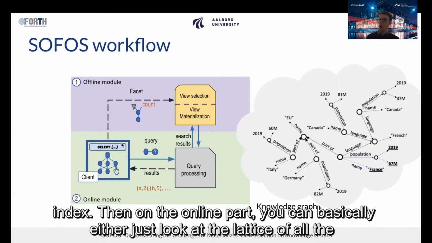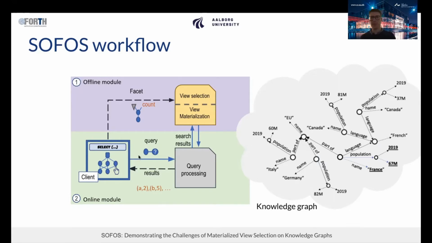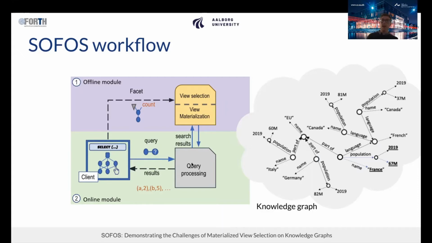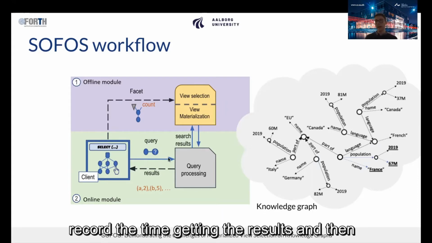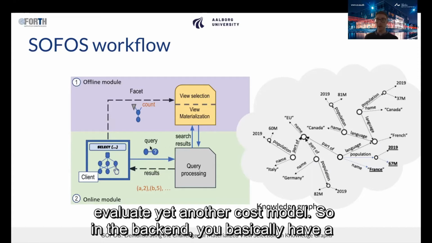Then in the online part, you can basically just look at the lattice of all the possible views, because it's a lattice, right? So it's all the possible filtering and all the possible projections that you have over your query. You can send the query, record the time, get the results, and then evaluate yet another cost model.